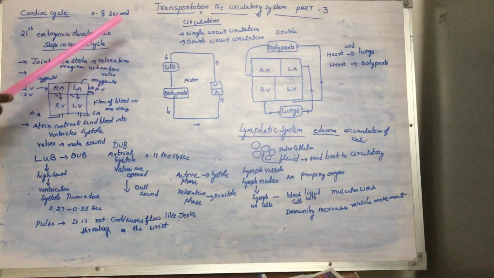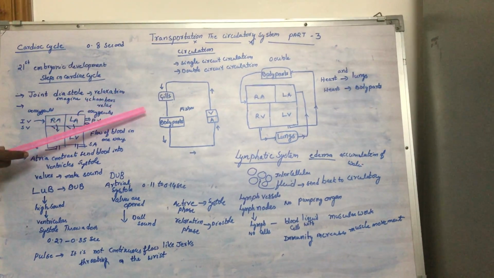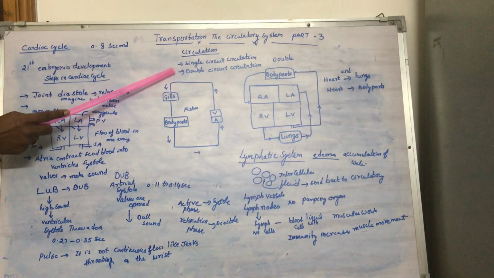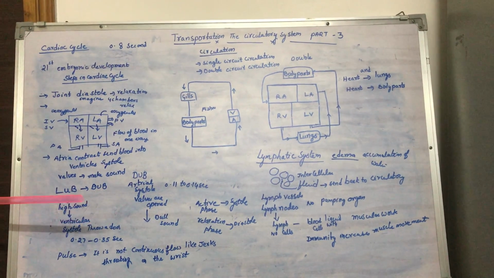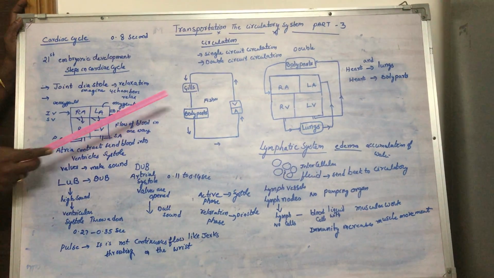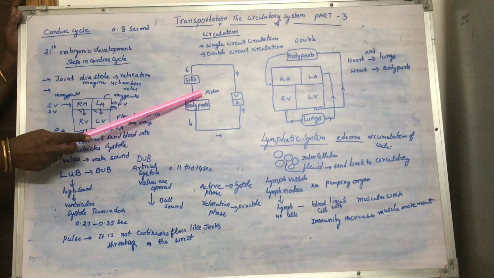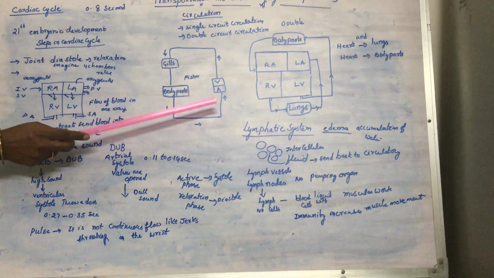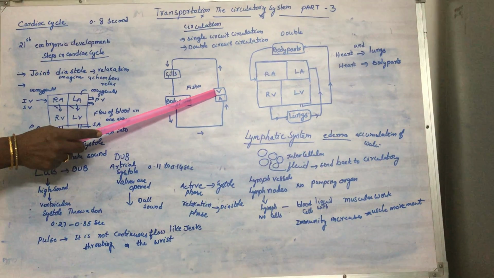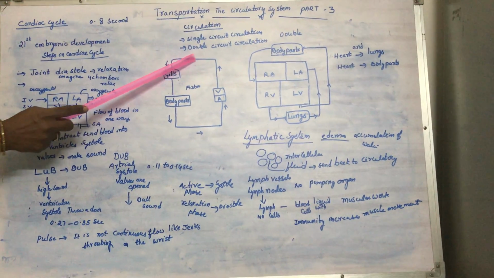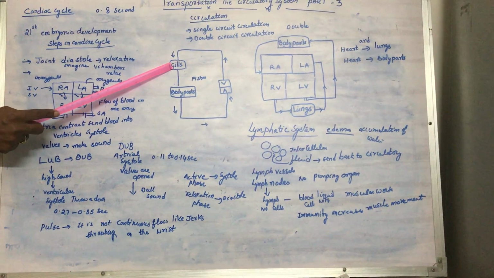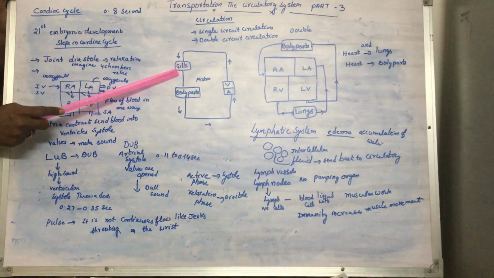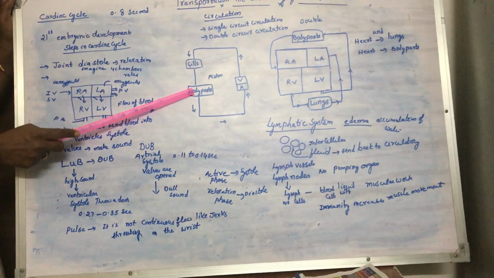Now next we go for the circulation. There are two types of circulation: single circuit circulation and double circuit circulation. Single circuit circulation is seen in very lower animals like fishes. In fishes, only a two-chambered heart is there, auricle and ventricle. And the blood from the heart is sent to the gills.